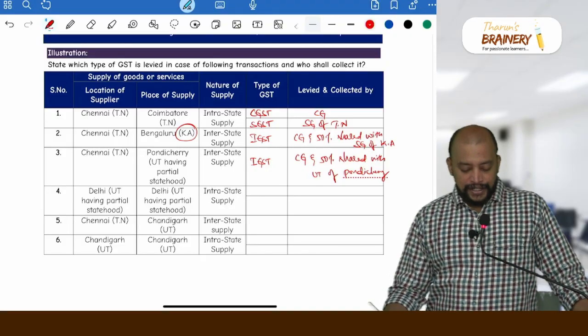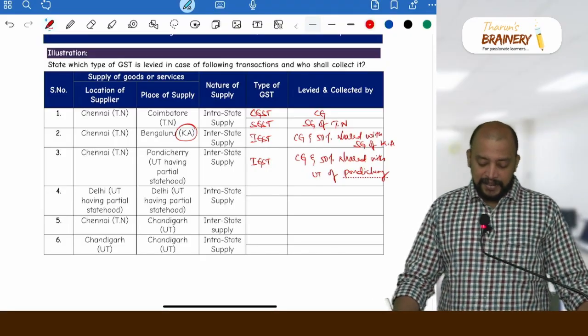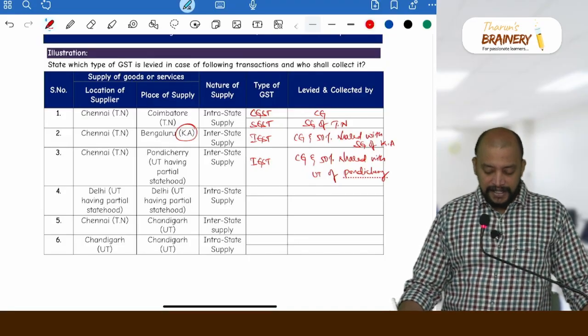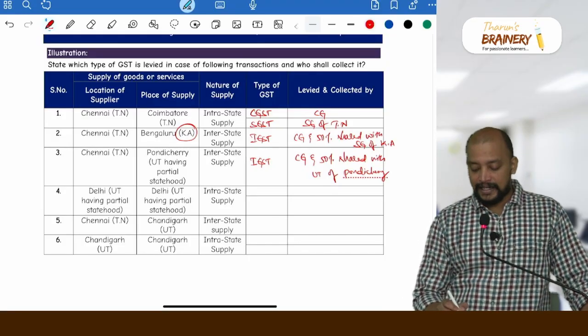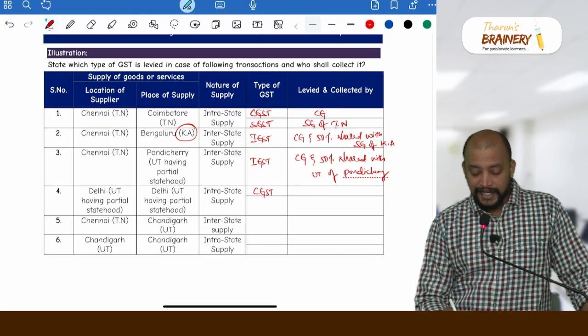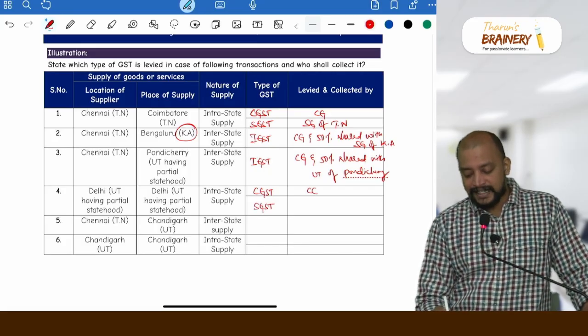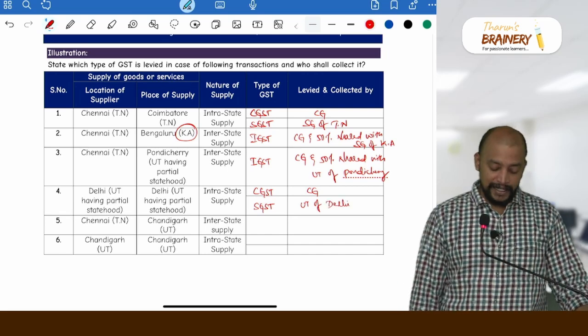Then number 4, location of supplier Delhi, Union Territory having partial statehood, and place of supply Delhi, Union Territory having partial statehood. Nature of supply intrastate supply. What is the type of GST? CGST and UTGST or SGST? SGST. So CGST by central government, SGST by Union Territory of Delhi. It's not UTGST, SGST only.